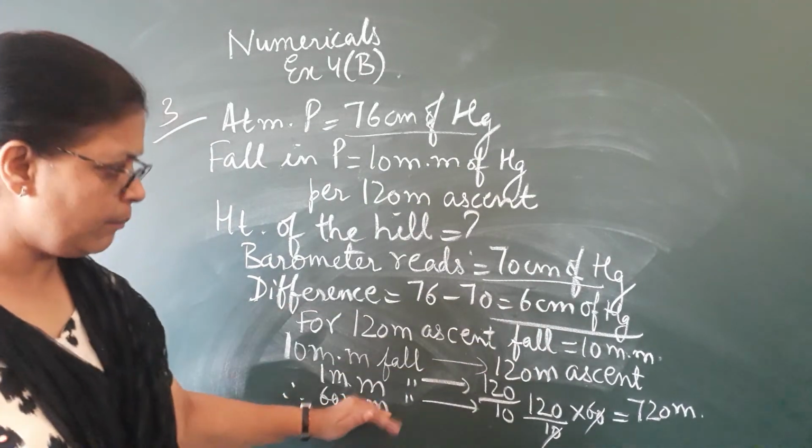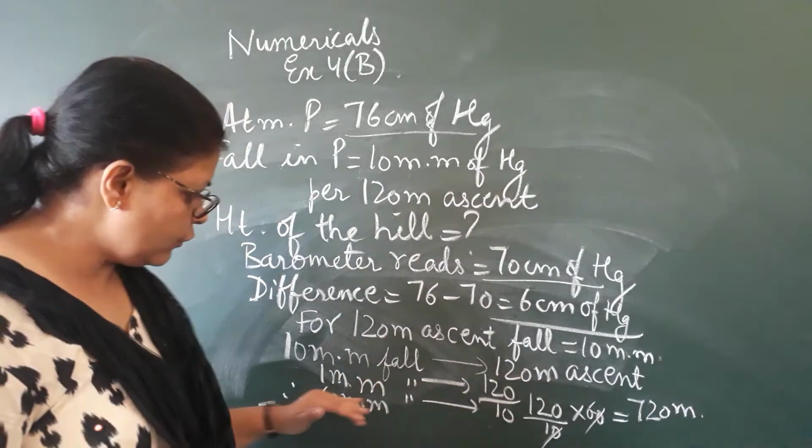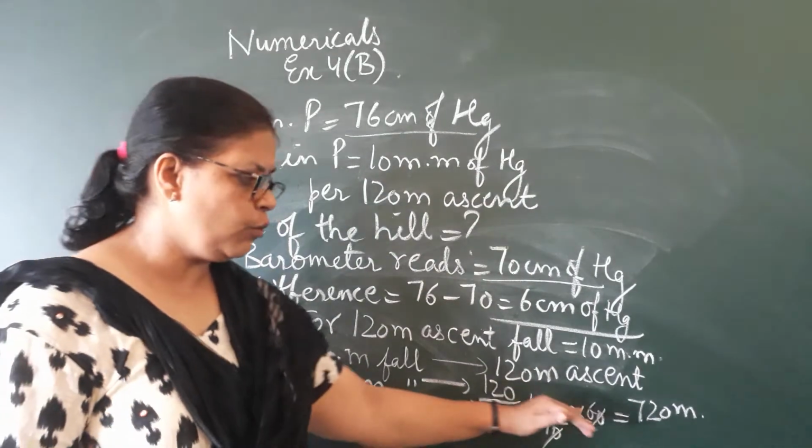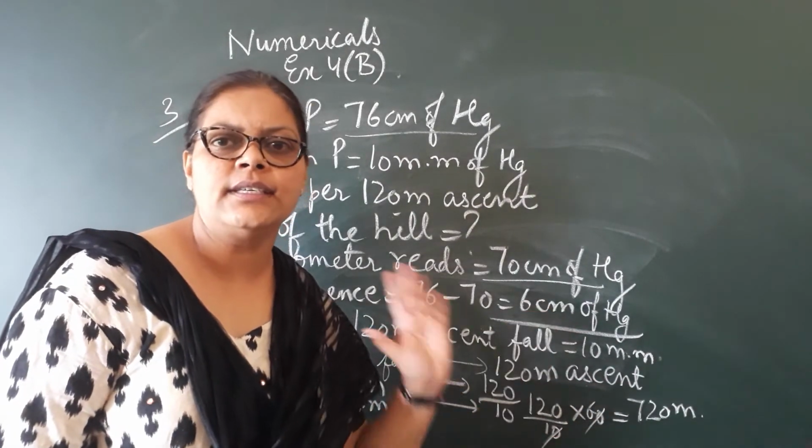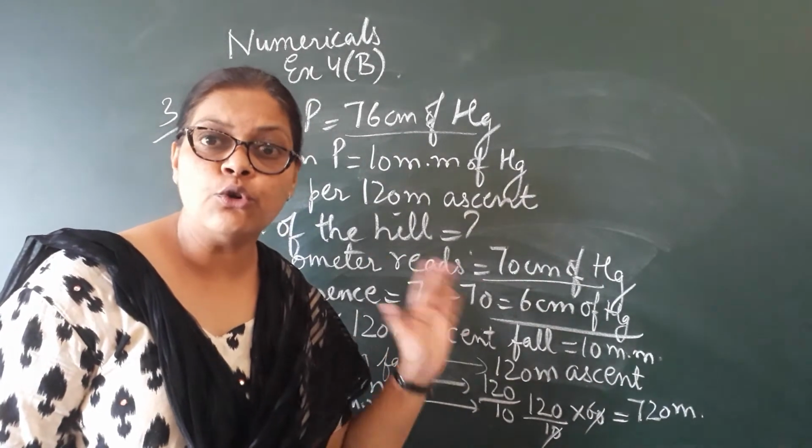So I'll say for 60 mm, because 1 centimeter is 10 millimeters. So for 60 mm fall, it will be equal to how much ascent? So that is going to be 720 ascent. That is your answer. Please go through it carefully.